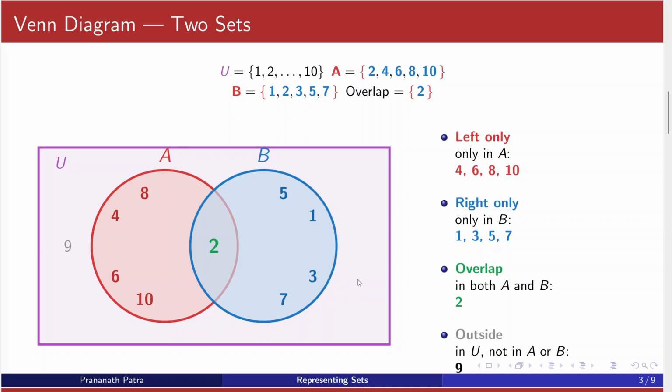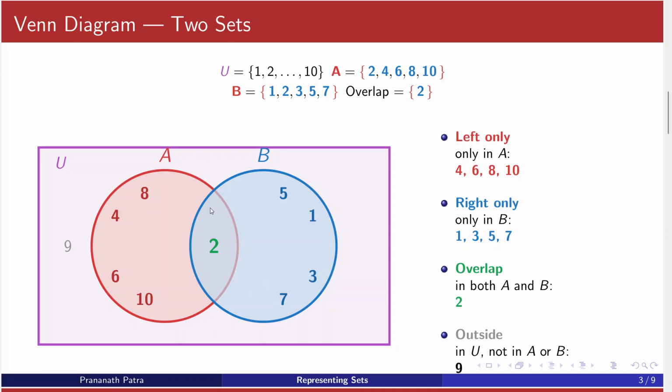This creates 4 distinct spaces in our picture. Let's walk through them one by one. First, look at the left side, the red area that does not overlap. This is for elements that are only in set A and not in set B. Here we place 4, 6, 8, and 10. Next, look at the right side, the blue area that does not overlap. This is for elements that are only in set B and not in set A. Here we place 1, 3, 5, and 7.